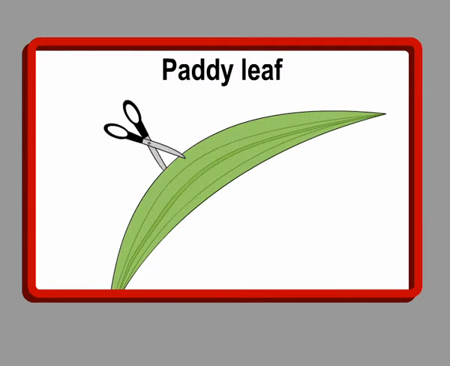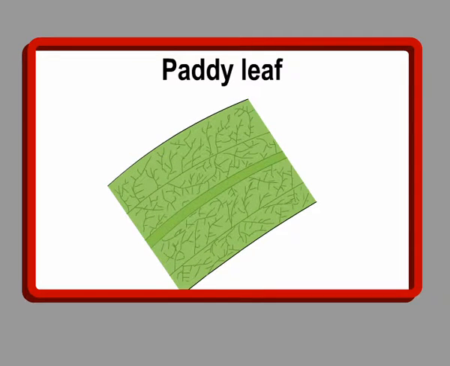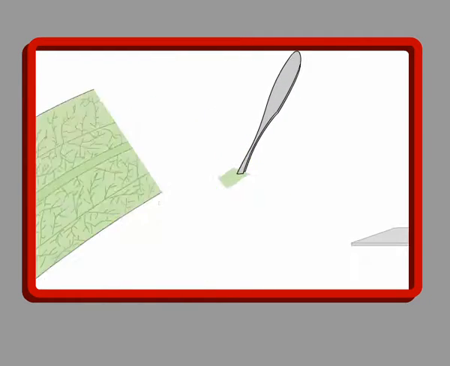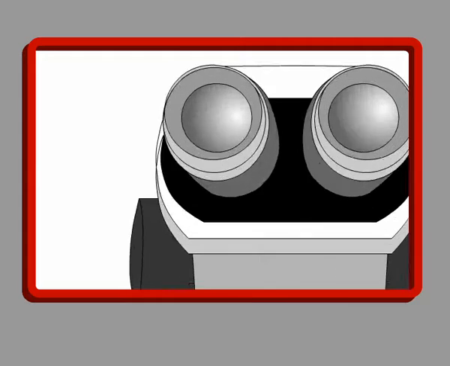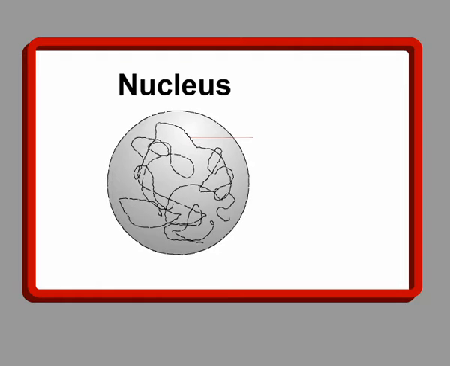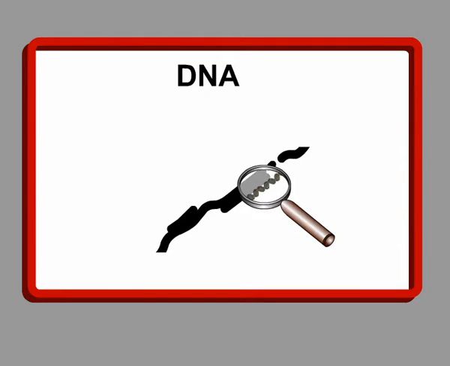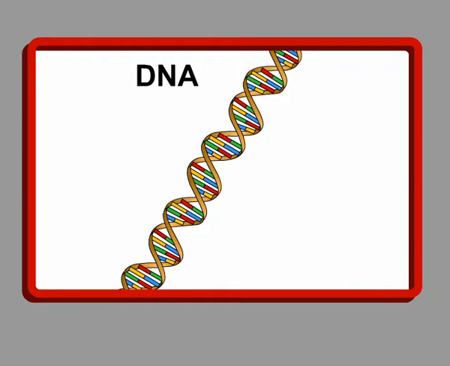All parts of an animal or plant are made up of cells. Let's take a leaf, for example, and look at it through a microscope. Can you see the cells? Each cell has a nucleus. This is the command center of the cell. In the nucleus, there are long string-like things called chromosomes. Each chromosome is made up of deoxyribonucleic acid, or DNA.